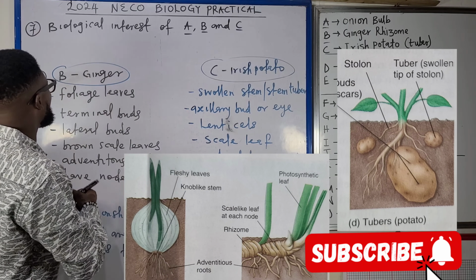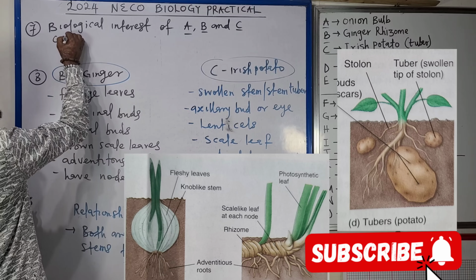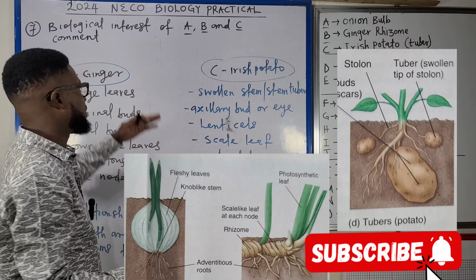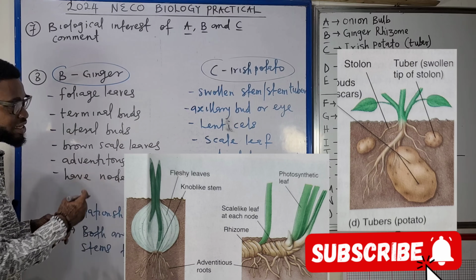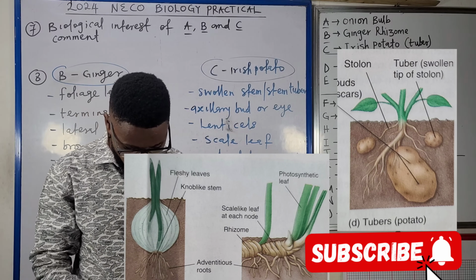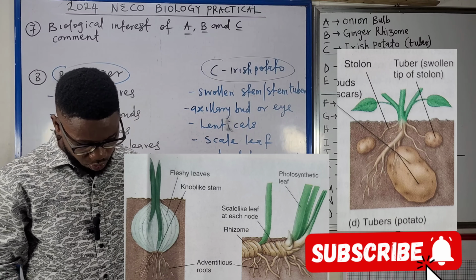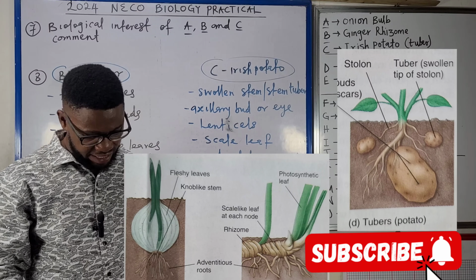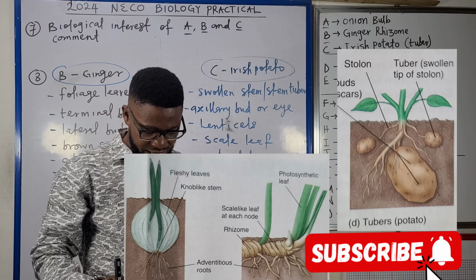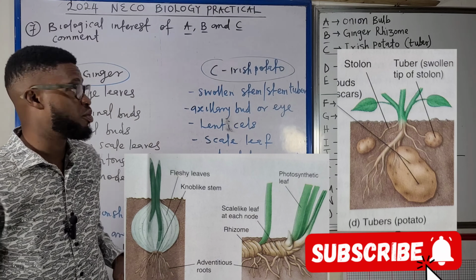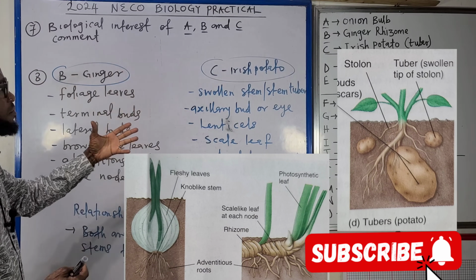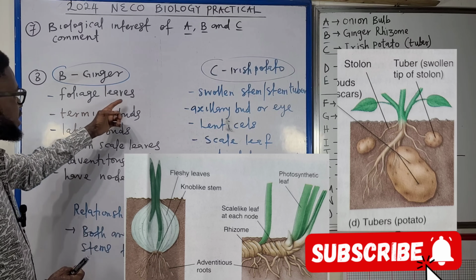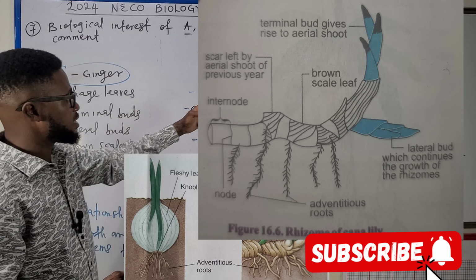In question 7, we were told to comment. When you are told to comment, it means just like a write-up, like we did for question 7. But when we are told to state, look at the way they presented the question. Observe carefully specimen B and C and state 3 observable features that are of biological importance. If you look at specimen B, what is of biological importance here? Foliage leaves. That's talking about the rhizome.